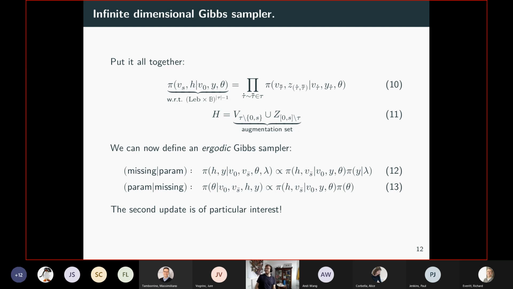Once we have that, we can, in principle, define an ergodic Gibbs sampler that has one update where we refresh the missing data, and another where we refresh the parameters given the missing data. Now, the second one is of particular interest because it also applies to ordinary diffusion inference, and also, in a sense, it's harder to carry out. So I'll be focusing on that in this presentation.